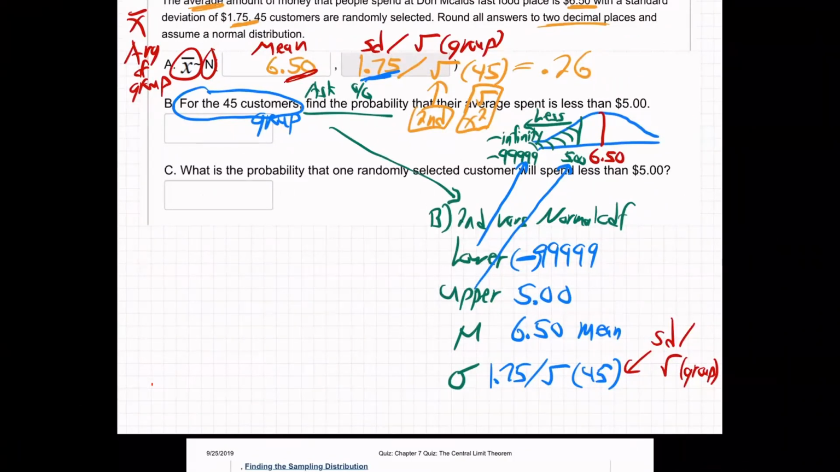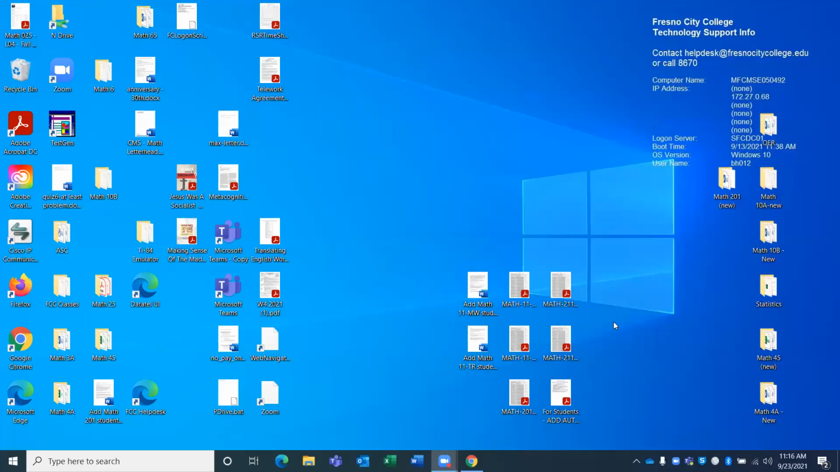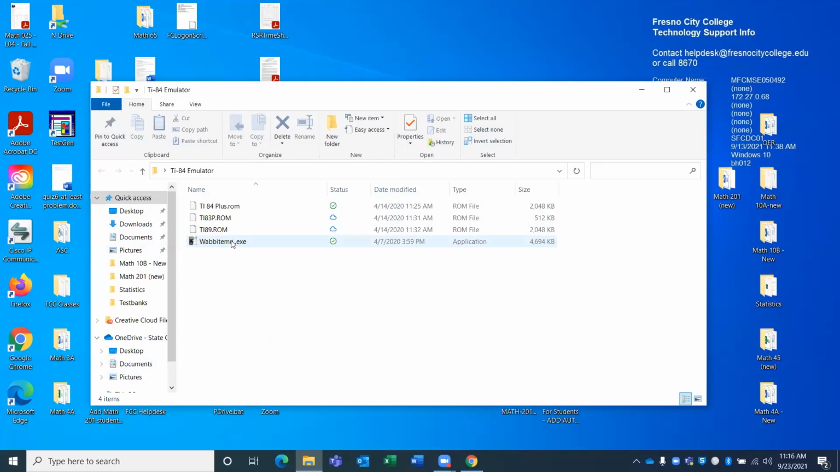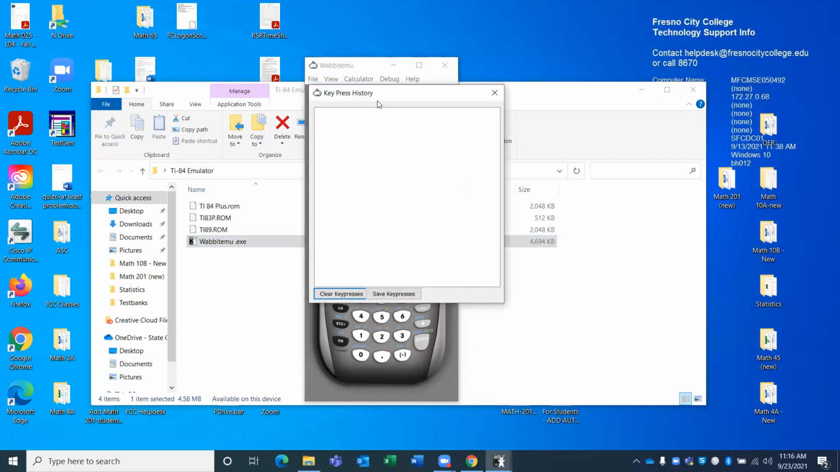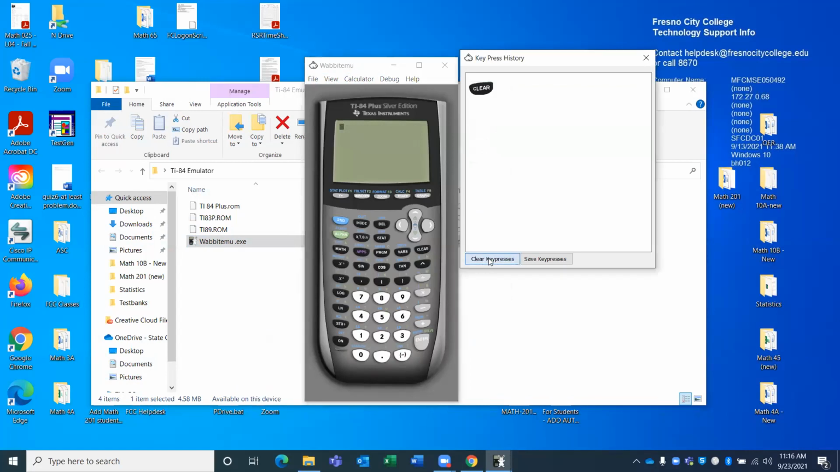And it might be good for me to actually show this one. Let me actually show it on my calculator. Switch things up here. Where is it? Yeah, emulator. There it is. There's my calculator. You press history right over here. Clear it out.